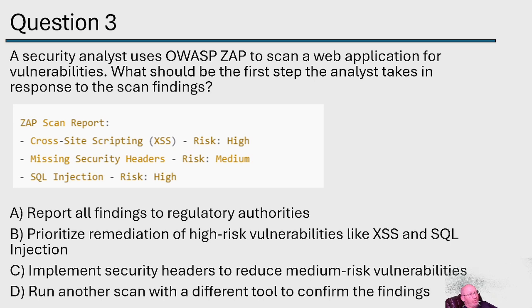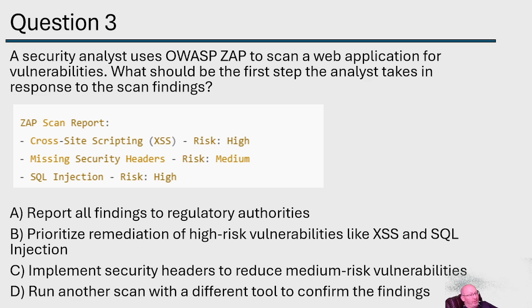And then D, run another scan with a different tool to confirm the findings. I feel like that one's an easy one to get rid of too. OWASP is going to provide us a thing. Matter of fact, we often use multiple tools to find things that other tools don't find. We're not going to use another tool to discount the findings that one tool found. That's not something we do. Okay, so it's got to be between B and C.